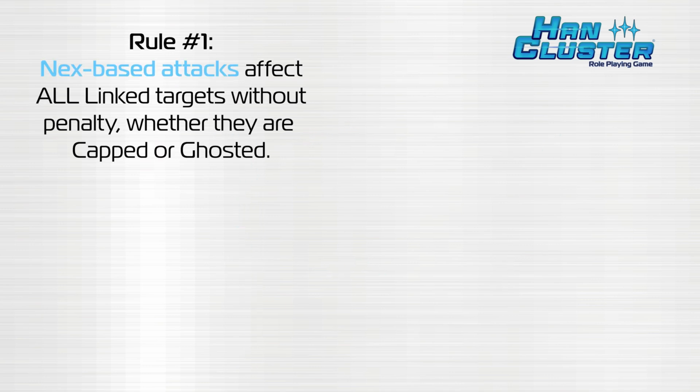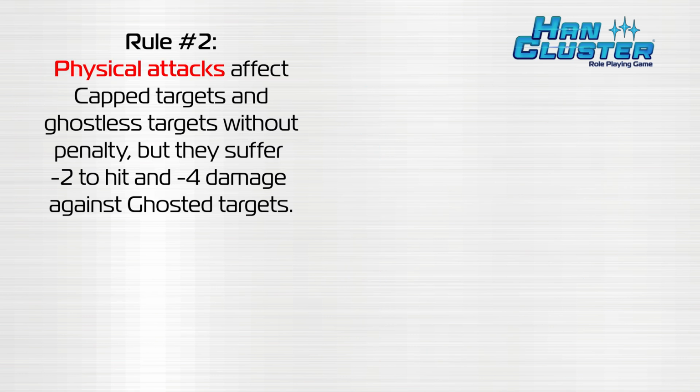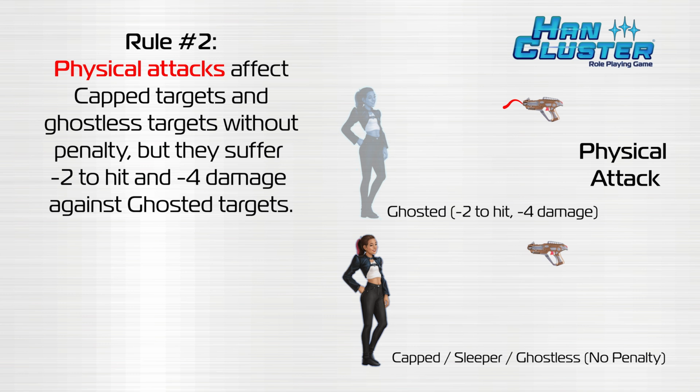Rule number 1. Neck-based attacks affect all linked beings without penalty, no matter whether they are capped or ghosted. Rule number 2. Physical attacks affect all physical targets, including capped people, sleepers, and ghostless targets like animals and inanimate objects normally. But they are less accurate and less effective against ghosted targets.